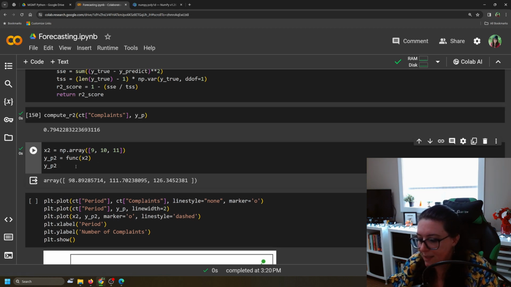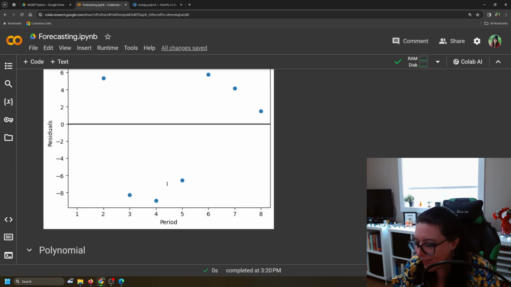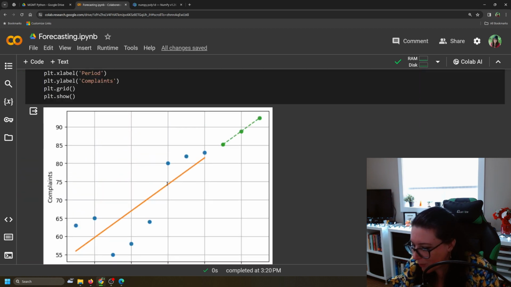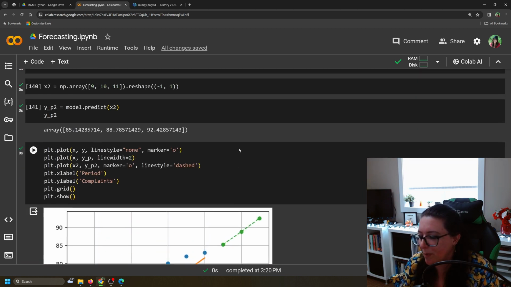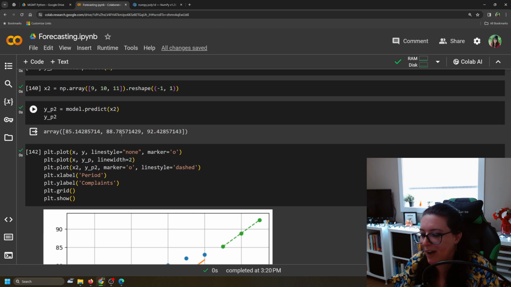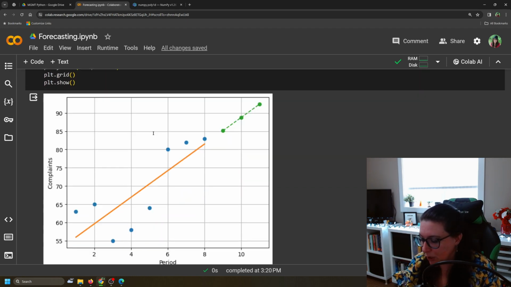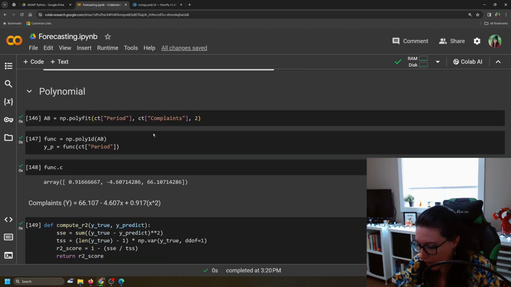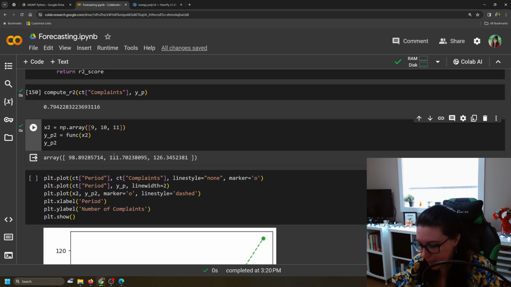So what we get is that for period 9, 10, 11, the forecasted values are 98.89, 111.7, and 126.34. Notice they're a lot bigger than the linear one. The linear one that we looked at in the previous video had predicted 85, 88.78, 92.42. This polynomial is predicting much larger numbers. So let's look at it on the graph. It makes it easiest to see.